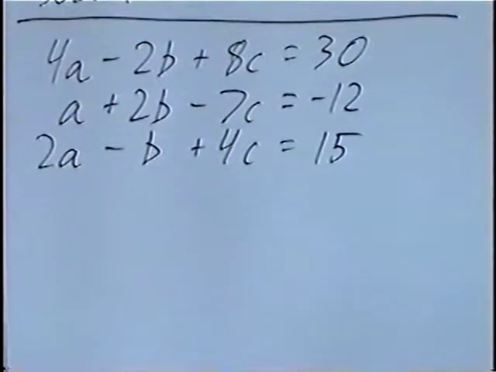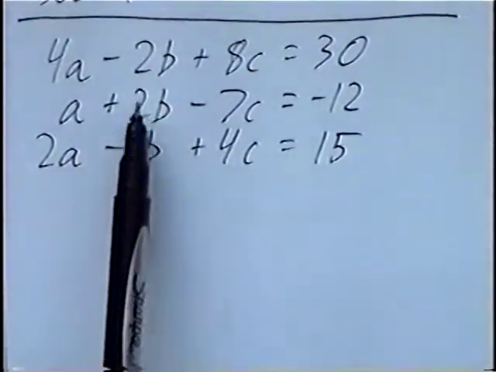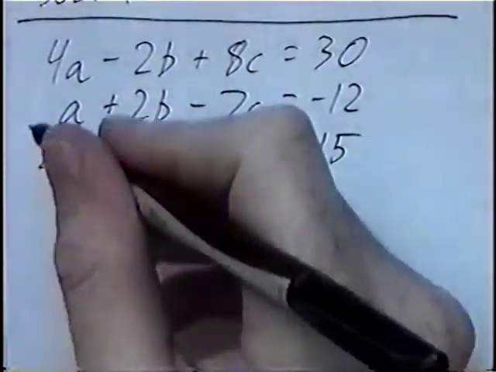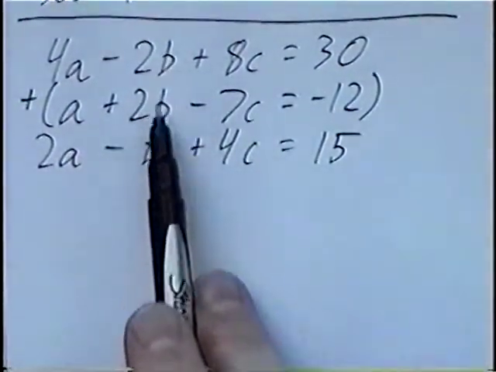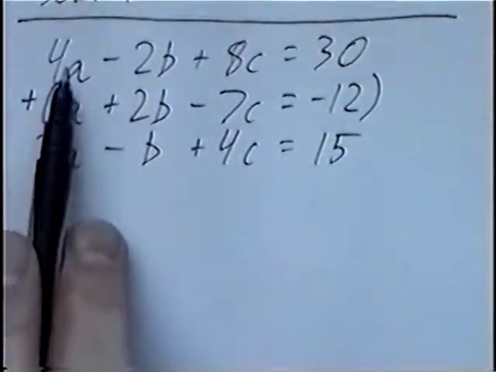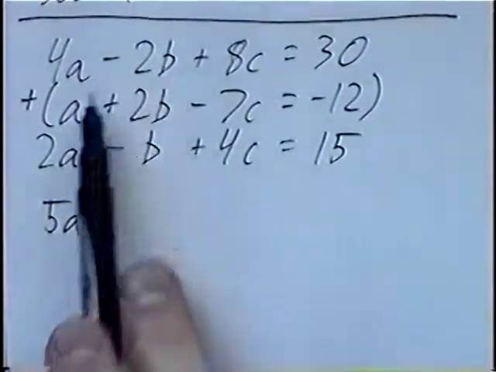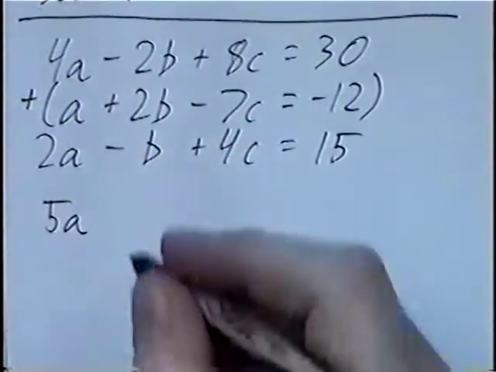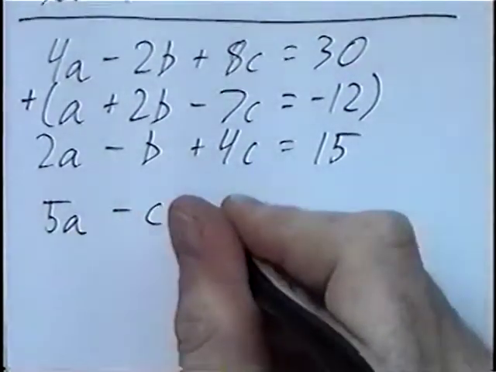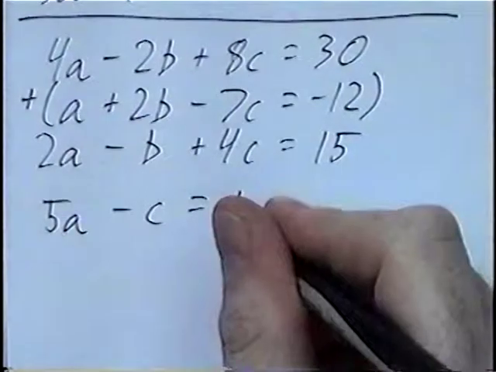Again, to solve these equations, you want to eliminate one variable first. Looking at the equations, the first and second equations, the b's have the same coefficients. So if we take the first equation and the second equation and add those together, the b's will cancel out. 4a plus a would be 5a. Negative 2b plus 2b would cancel. 8c plus a negative 7c would be 1c or c. And 30 plus a negative 12 would be 18.